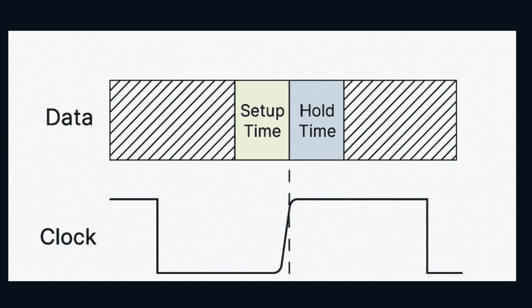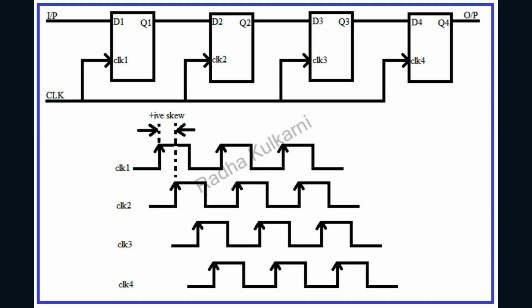So how does skew play into these? Okay, let's connect it. Positive skew happens when the clock arrives later at the destination flip-flop, flip-flop B in our example, than at the source, flip-flop A. Think about it. The clock edge at B is pushed later in time. This gives the data traveling from A more time to arrive and get stable before that later clock edge hits B. So positive skew helps with setup time, gives it more margin.